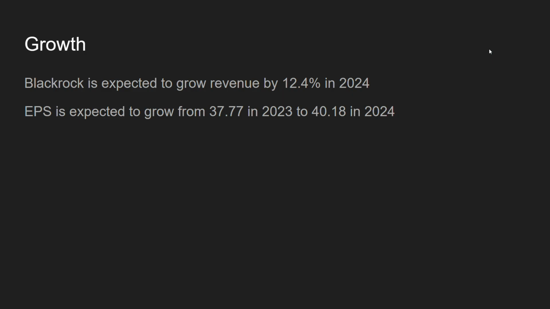One thing that is very important is growth, because as we mentioned, they have a fairly high P/E ratio right now compared to historically. BlackRock is expected to grow revenue by 12.4% in 2024. That's what most analysts are predicting for revenue growth compared to 2023. But what really matters is earnings per share. BlackRock is expected to grow from 37.77, the total for the year 2023, to 40.18 in 2024. So both revenue and earnings are expected to grow at a pretty good rate this year.